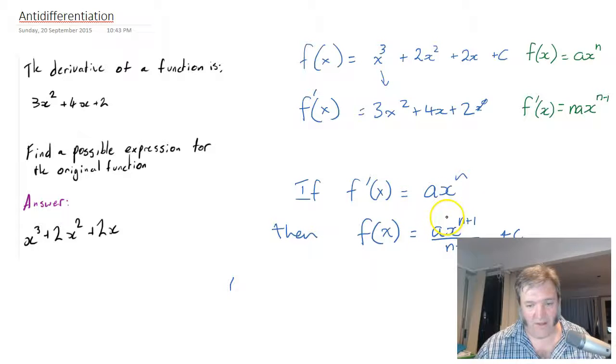If you do the derivative there, you're going to see n plus 1 is going to cancel, and I'll be left with ax to the power of n, which is what we wanted.